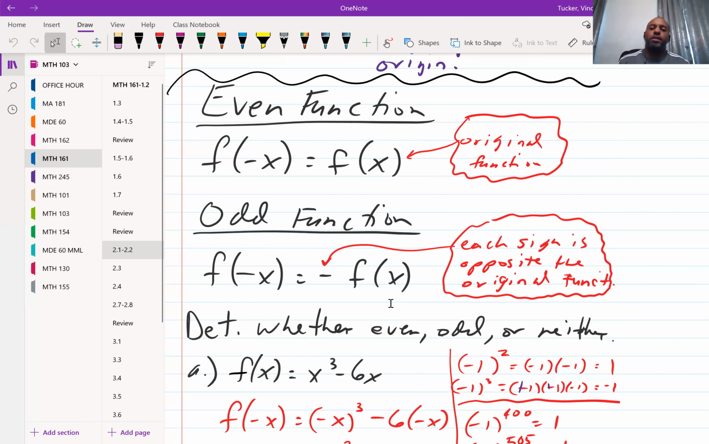Okay, so the first exercise: determine whether even, odd, or neither. So once again, to test it, you're going to plug in negative x. Plug in negative x and you get out the original equation, which is simplified, and it's an even function. You plug in negative x, and then after you simplify, each one of your signs is opposite of what you originally had. It is considered odd. So the first function, x cubed minus 6x.